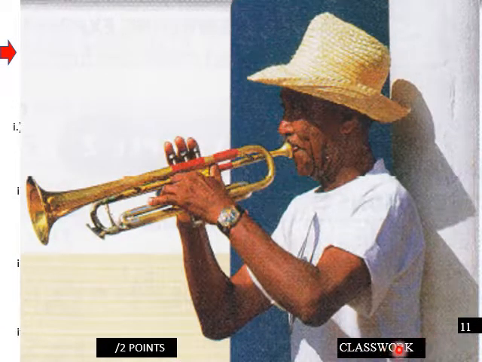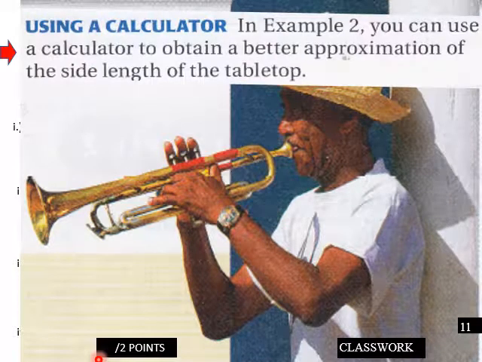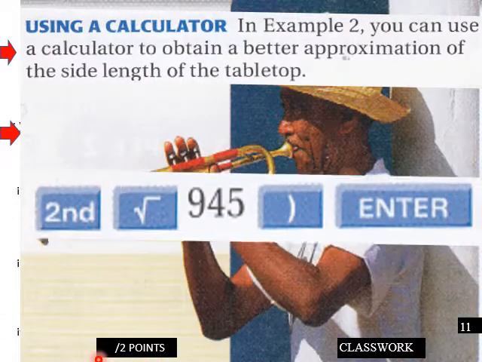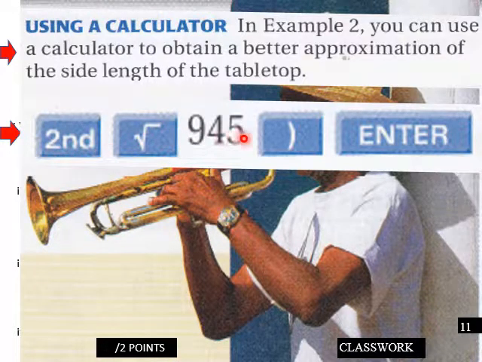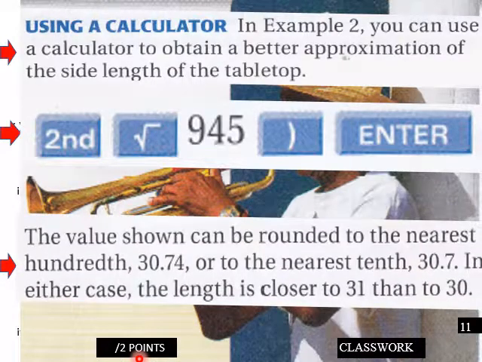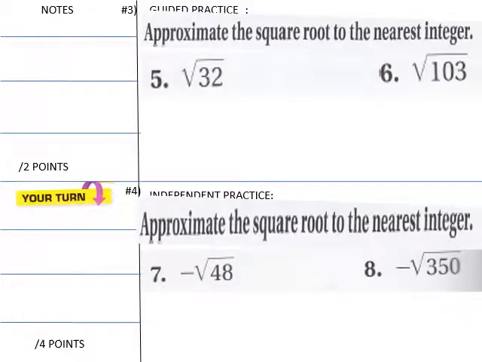Classwork sheet, page 11. Using a calculator, for example 2. You can use a calculator, and this would be your calculator entry to find the square root of 945. The value shown can be rounded to the nearest hundredths, 30.74, or 30.7. In either case, the length is closer to 31 than to 30. Approximate the square root to the nearest integer. You could use a calculator here easily. Students, this is what you're responsible for on your own. The negative of the square roots here.